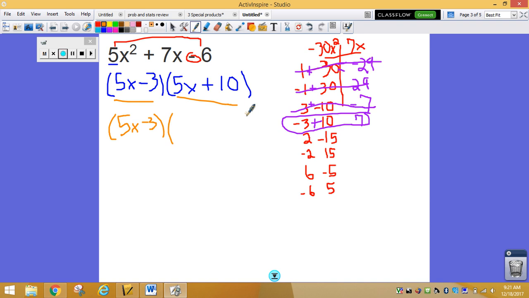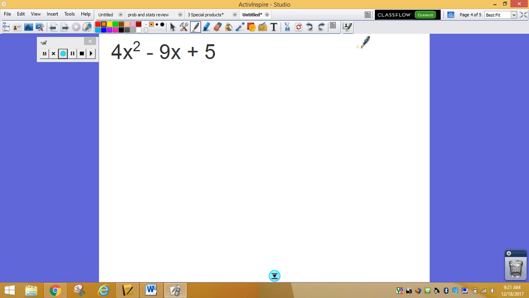So I'm going to divide out 5. 5 divided by 5 is 1. So we bring my x down. 10 divided by 5 is 2. So my factors are 5x minus 3 and x plus 2. We got 2 more to do, so stick with me.